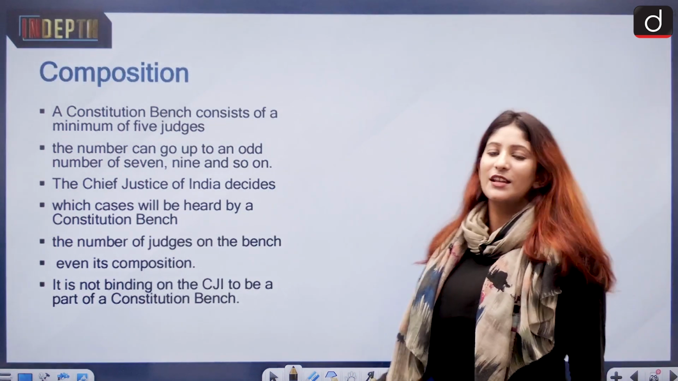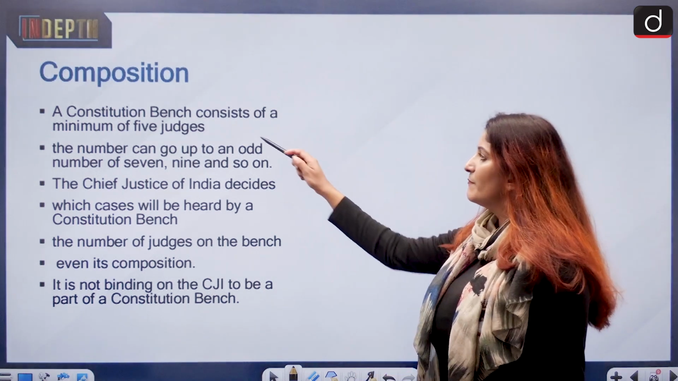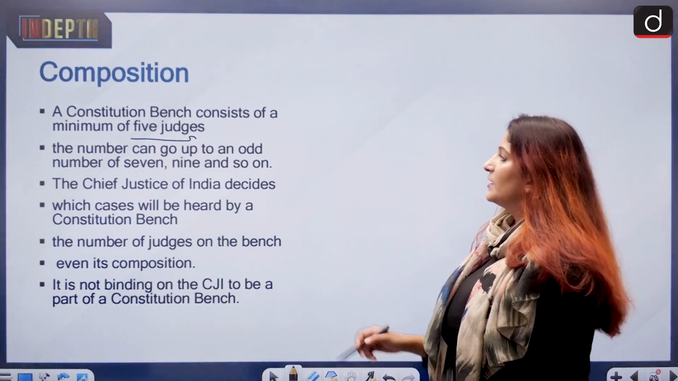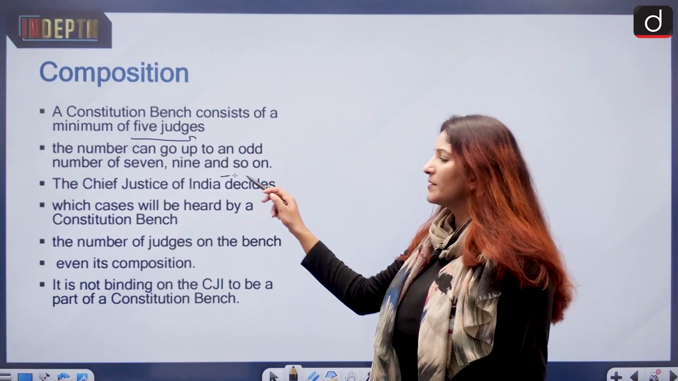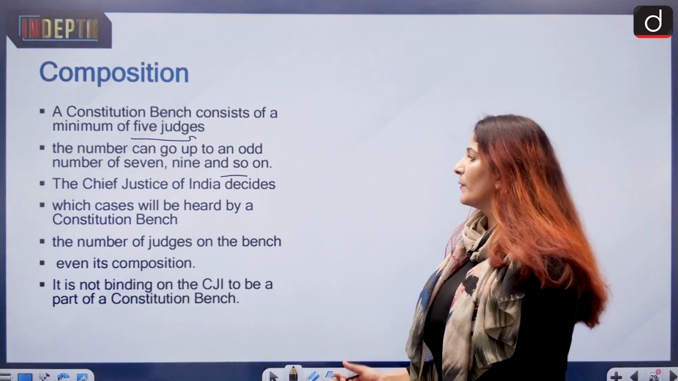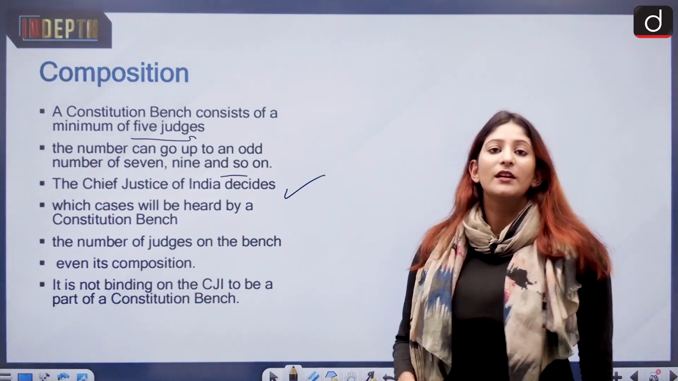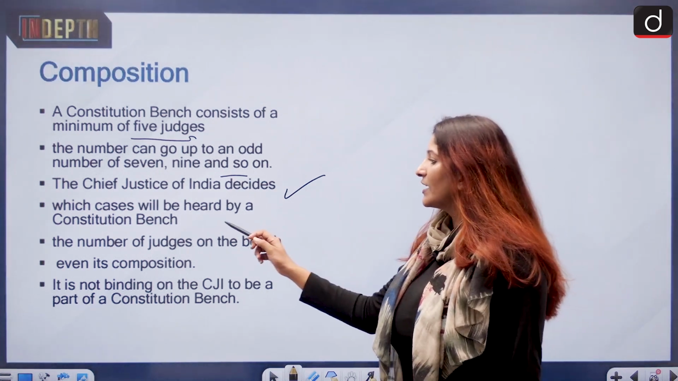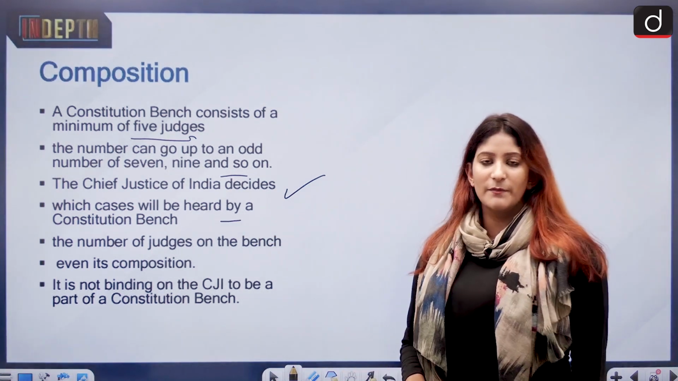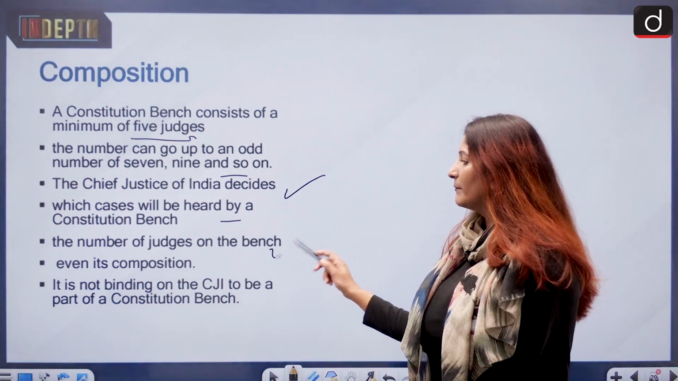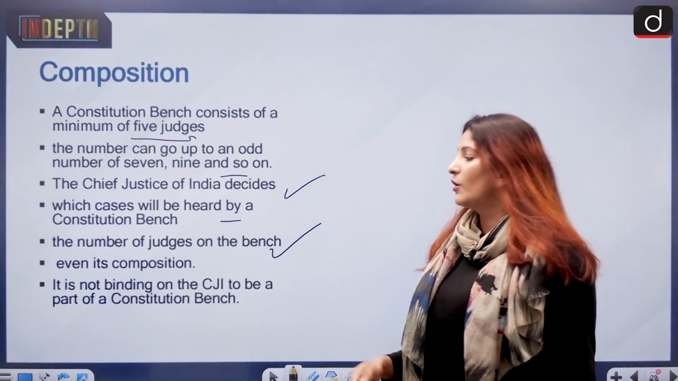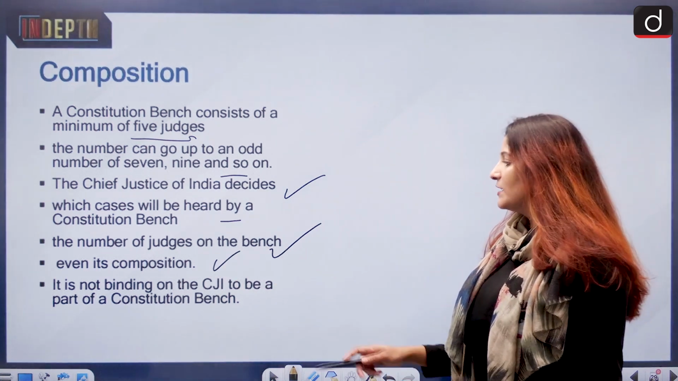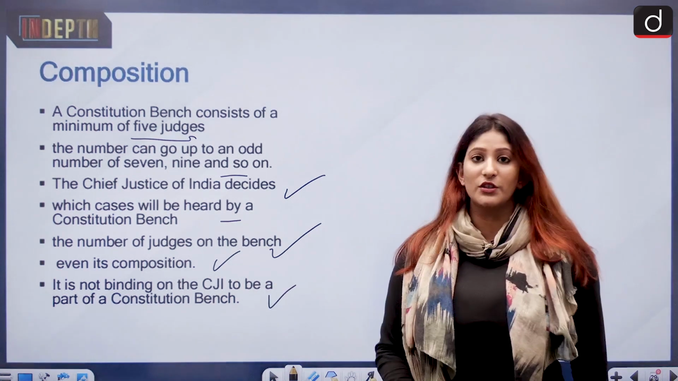Now the composition is such that a constitution bench consists of a minimum of 5 judges, and the number can go up to 7, 9 and so on. The Chief Justice of India is the master of the roster. So he or she decides which cases will be heard by the constitution bench, the number of judges on the bench, and the composition as well. But it is not binding on the CJI to be a part of the constitution bench.